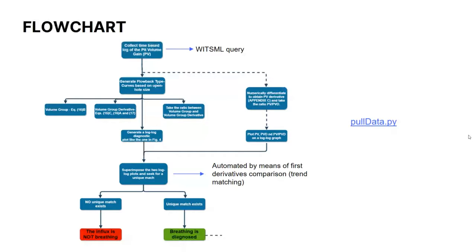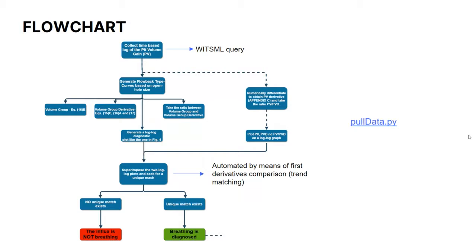and this is done regardless of the data. And with the WITSML data, I process them. I numerically differentiate them against the logarithm of time to obtain the volume derivative. And then I take the ratio. And then what I do to automate this is I take the first derivative of the type curves and the field curves, and I run an algorithm that tries to find the best match between the derivatives. If through this trend matching I find an acceptable match between derivatives or trends, then I can diagnose breathing.